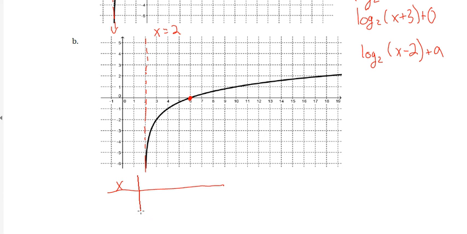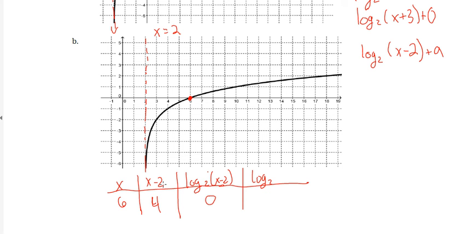So we have x minus 2, log base 2 of x minus 2, and then log base 2. And you'll see why I'm doing all this in a second. My y value here is 6, and the y value is 0. Now, when I plug in x, I really have x minus 2, which is 6 minus 2, which is 4.